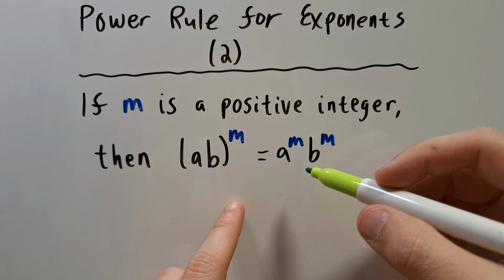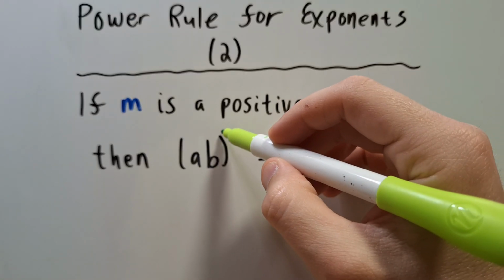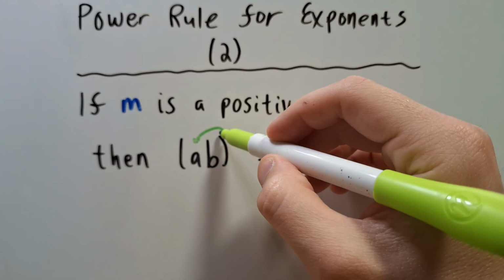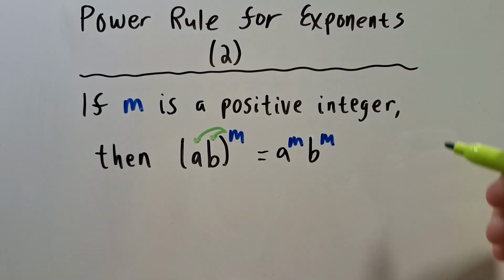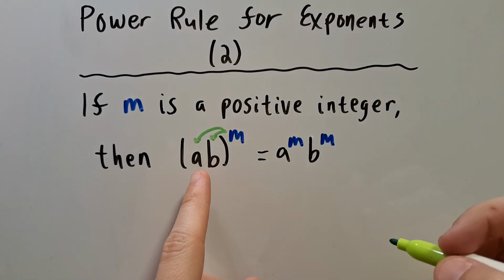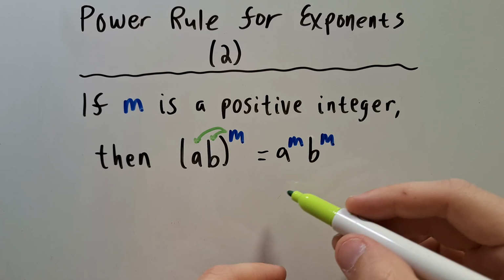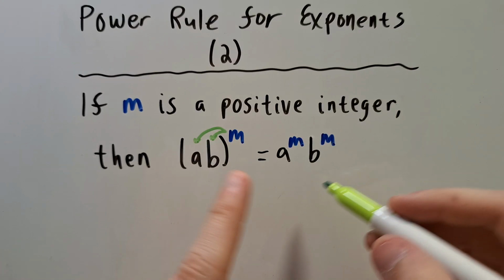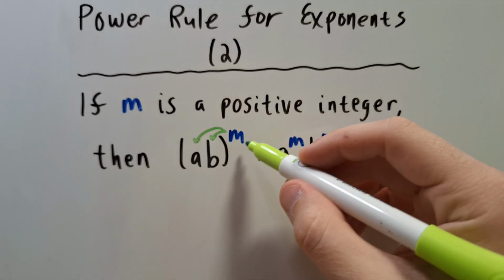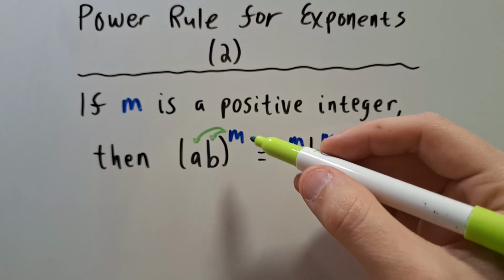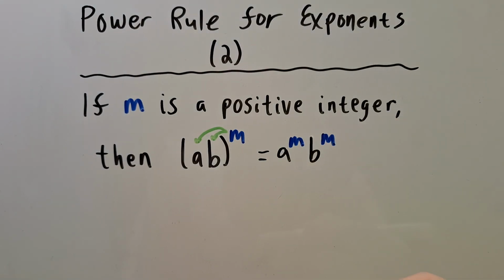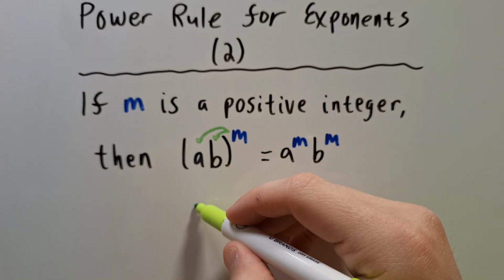So how we can look at this is, think of it as distributing the exponent to each of the parts inside of the parentheses, and then evaluating them as needed, or just simply writing them out with that exponent applied to that specific number or variable, or both in some cases. So here's an example.